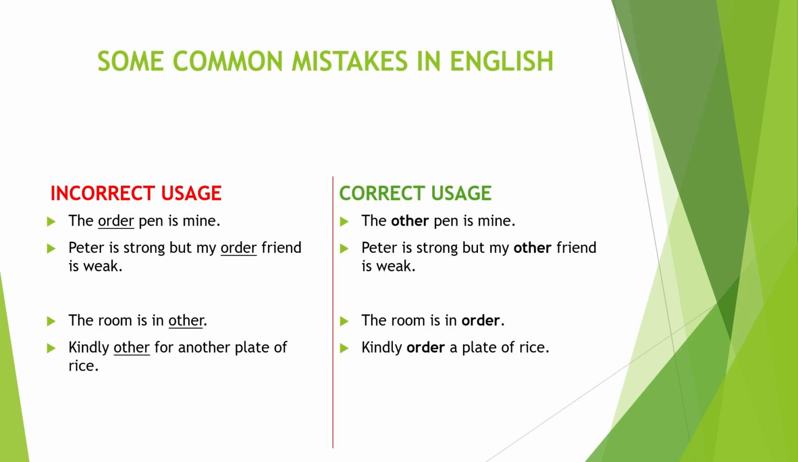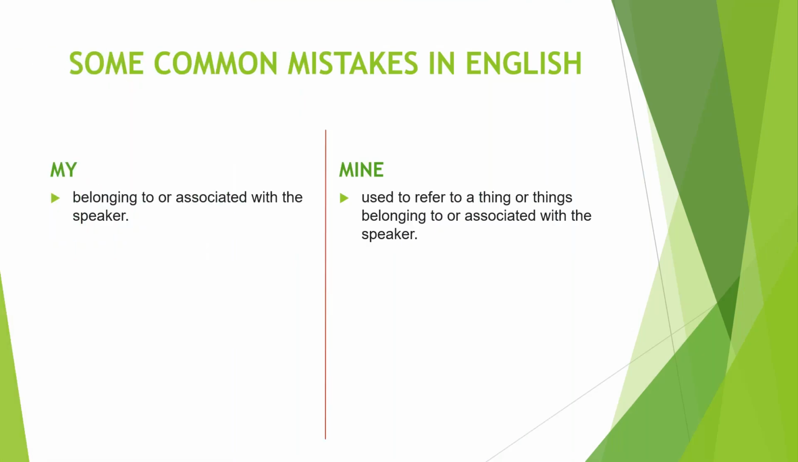In the next sentence, kindly order a plate of rice. It is not other, but order. This is about giving a command or issuing an instruction. You are asking someone to bring rice. You are ordering. That's the word order. So we have seen from these examples how to use the words order and other. Let's move on to our next pair of words.